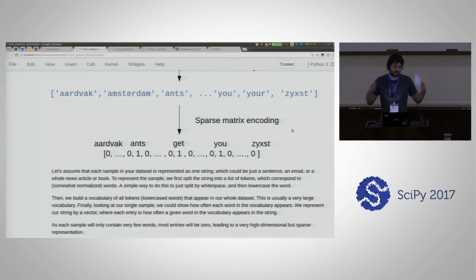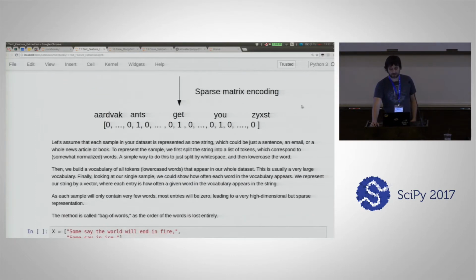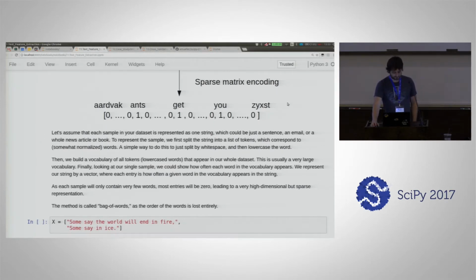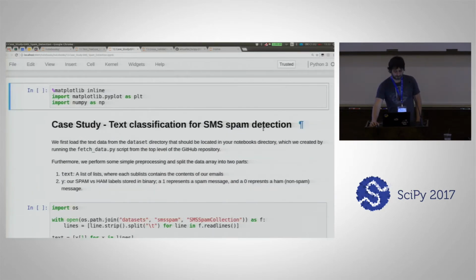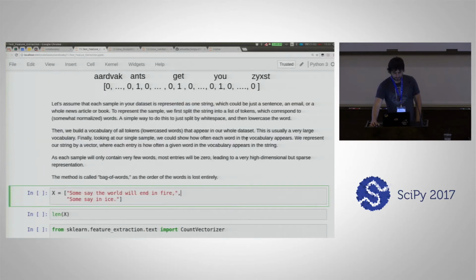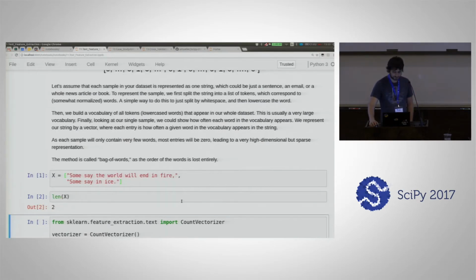So now we have a very large representation, but it is a numeric representation of the data, and now we can do any kind of machine learning with it. Let's show how to do this with scikit-learn. Here I have X, which has 2 data points. One is the string, "some say the world will end in fire." The second one is, "some say in ice."